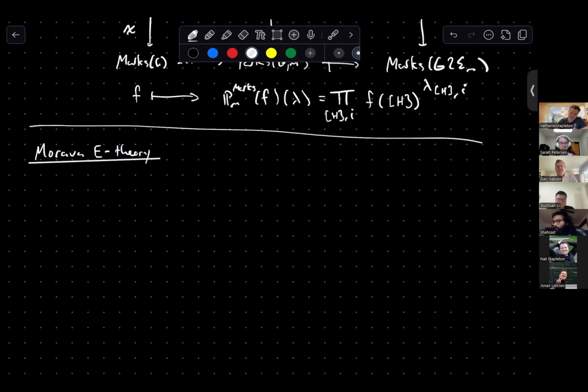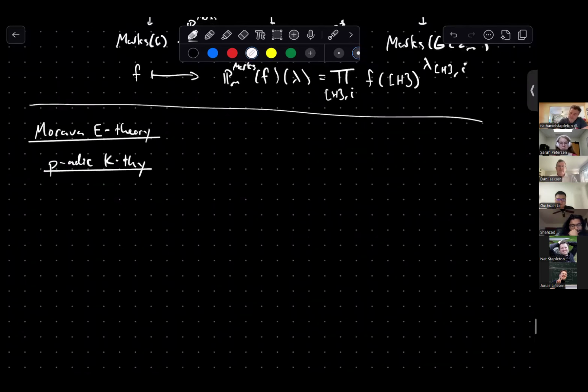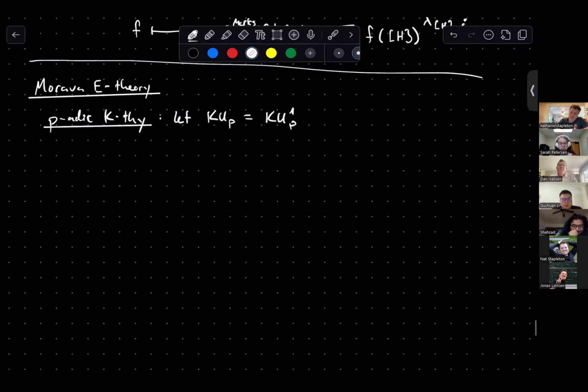So I'm going to do a little section here at the beginning called p-adic K theory. And so to get things started here, let's let Ku sub p be the p completion of the complex K theory spectrum, which means the localization at the mod p Moore spectrum. That's what that means. Not important.